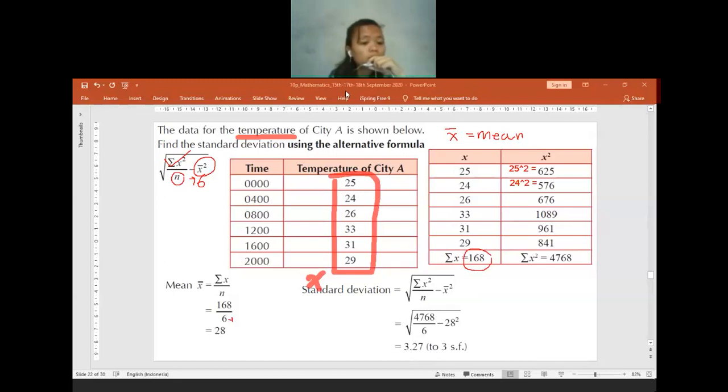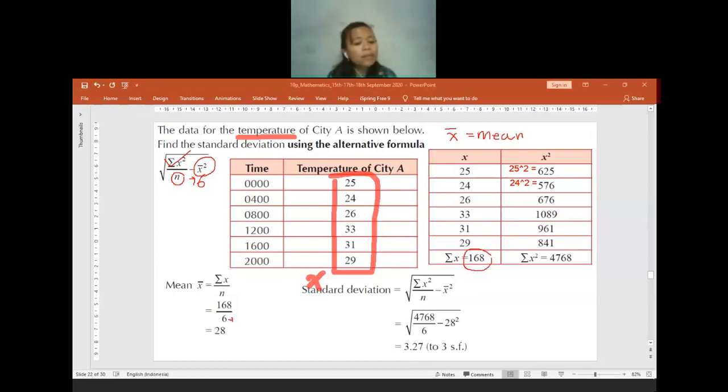Anyone have any question? No? After we're done finding the mean, now we put the values into the formula. Standard deviation will be the square root of sigma x square over n minus x bar square. The sigma x square, we already get it from the table, which is 4,768, and then we divide it by the number of data. There are 6 types of data, so we divide it by 6.